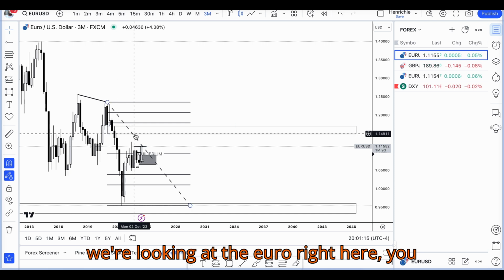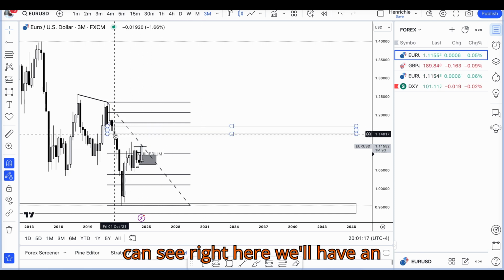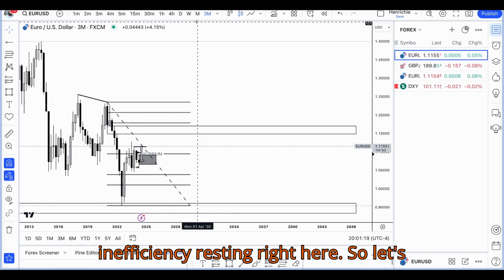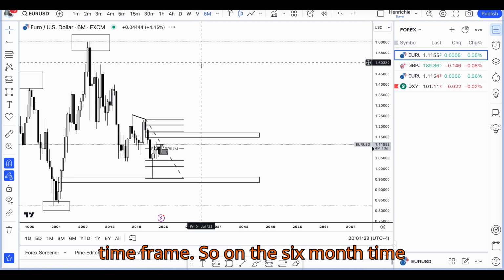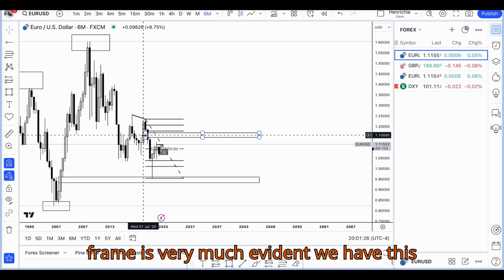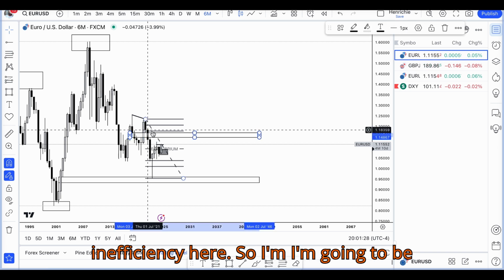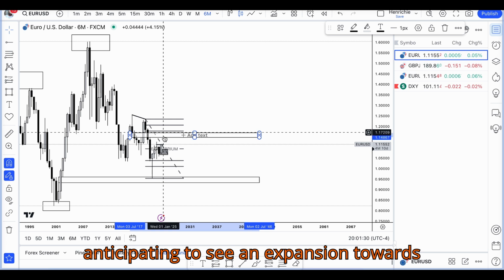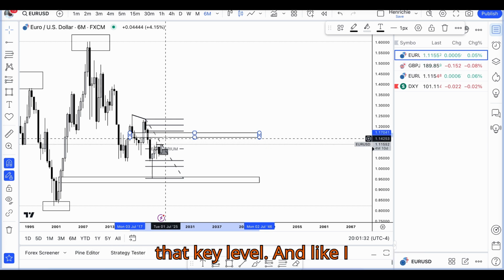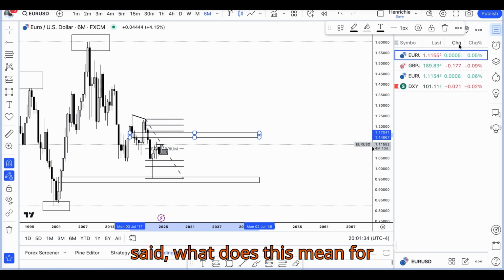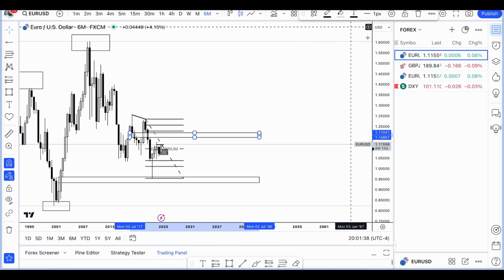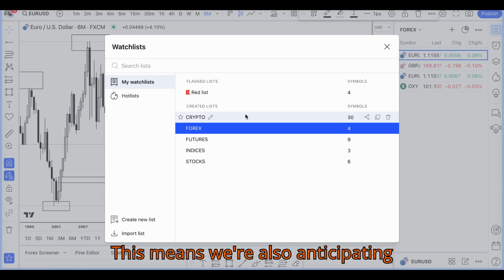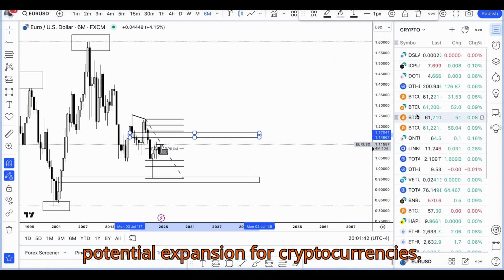And if we're looking at the euro right here, you can see we have an inefficiency resting right here. So let's look at it on the 6-month time frame. On the 6-month time frame, it is very much evident we have this inefficiency here. So I'm going to be anticipating an expansion towards that key level. And like I said, what does this mean for cryptocurrencies as well? This means we're also anticipating potential expansion for cryptocurrencies.